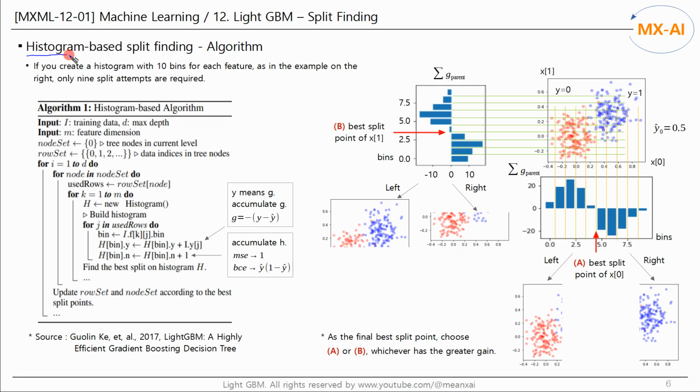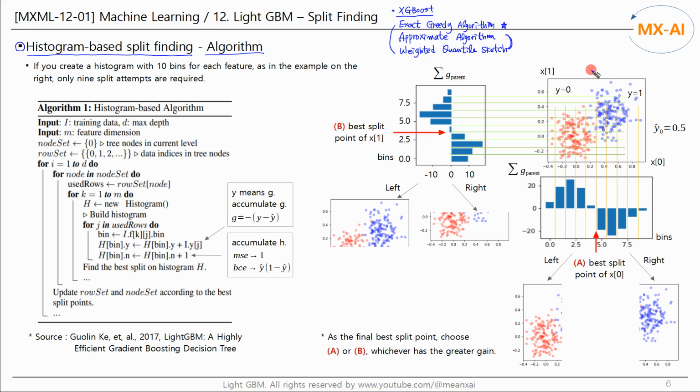Next, let's look at the algorithm of histogram-based split finding. In XGBoost, we looked at the exact greedy algorithm, the approximate algorithm, and the weighted quantile sketch algorithm. The exact greedy algorithm is accurate, but takes a long time. XGBoost proposed these two methods to shorten the time. Here, we use the histogram-based algorithm to reduce the time to find the best split point.